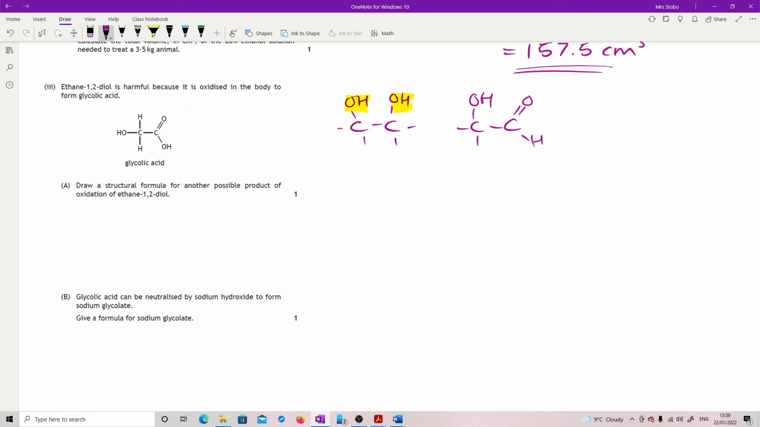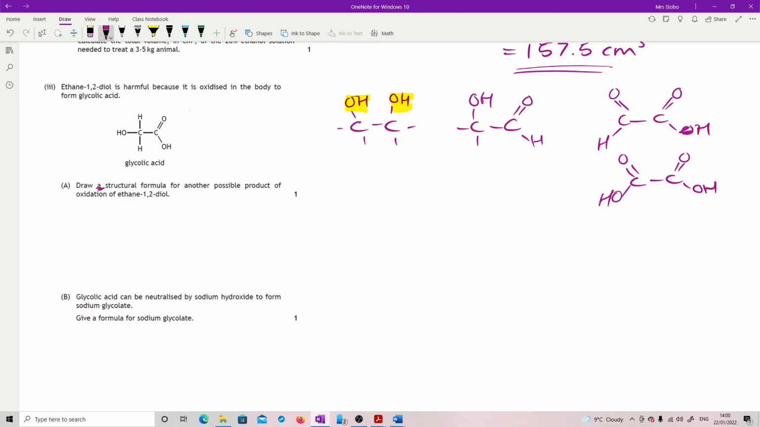So I could have, let's say, my double aldehyde, H, double bond O, sorry, making a mess of this one, or I could have my double acid, or I could have a combination of acid and aldehyde. Whichever. Yeah, there's quite a few. It just says structural formula. Not asking you to name it, just give a picture.